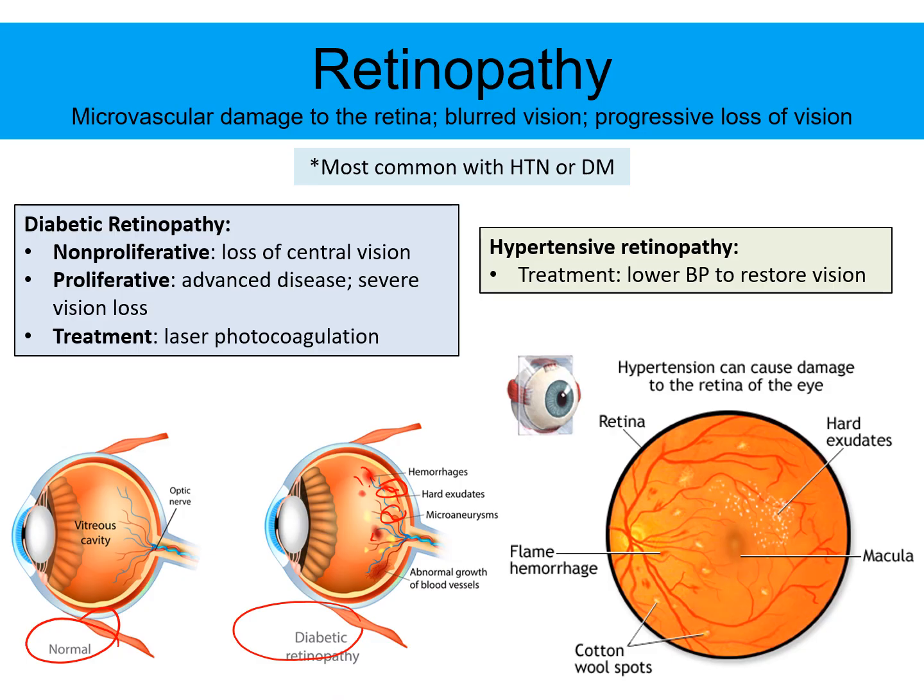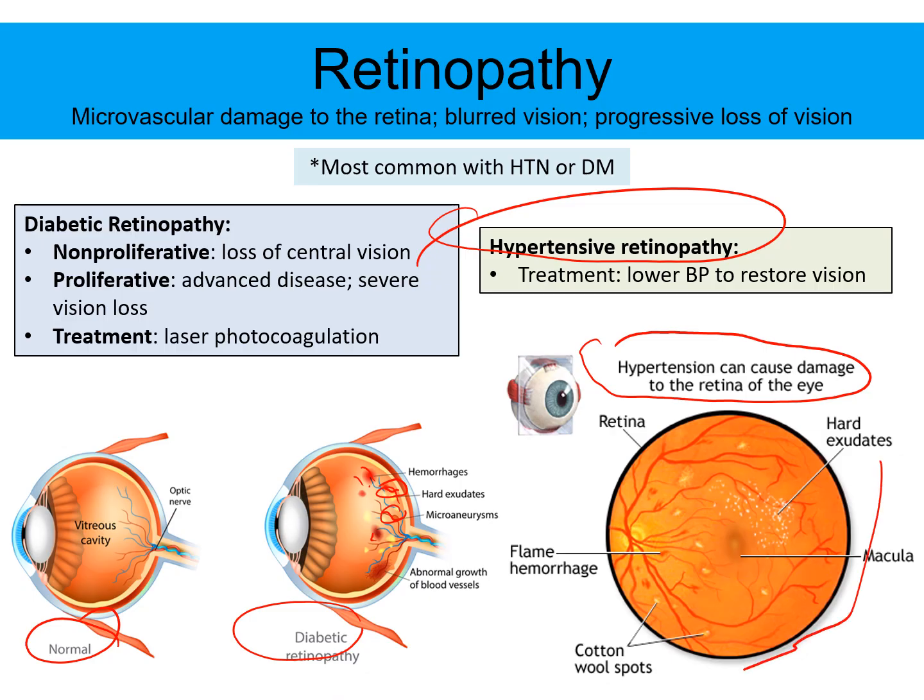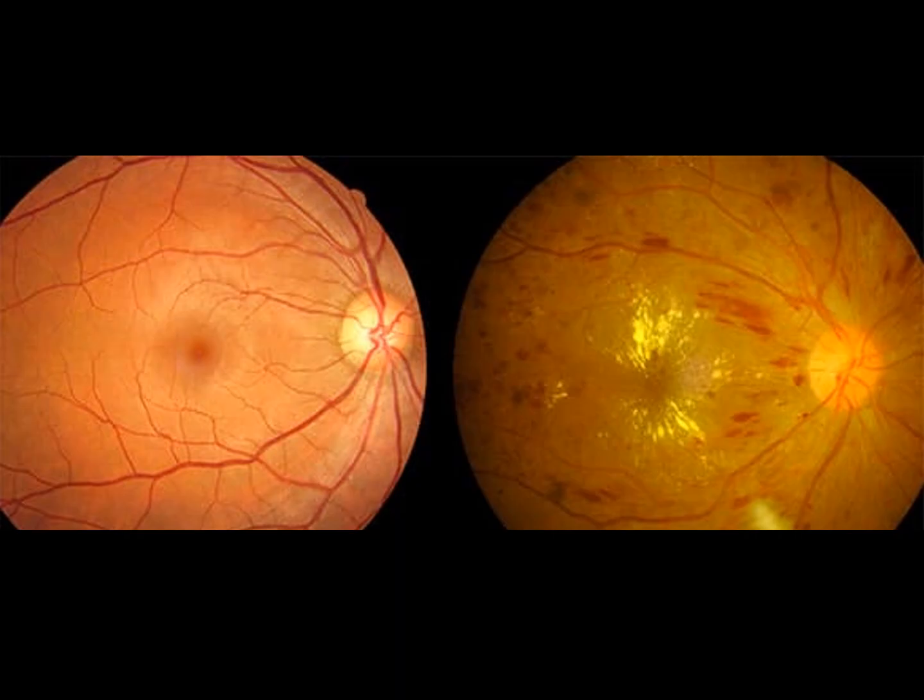Then we have hypertensive retinopathy. And the treatment for this one is going to focus on lowering the blood pressure. So hypertension can cause damage to the retina of the eye. Okay, so again, we just want to lower the blood pressure, and that usually, in a way, fixes the retinopathy. Okay, and here's a picture of a healthy retina on the left, and then on the right, you can see all of those little microhemorrhages and exudates.